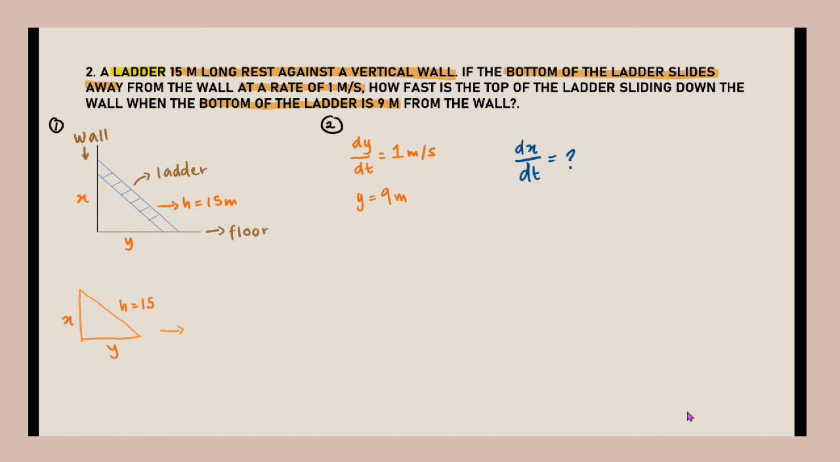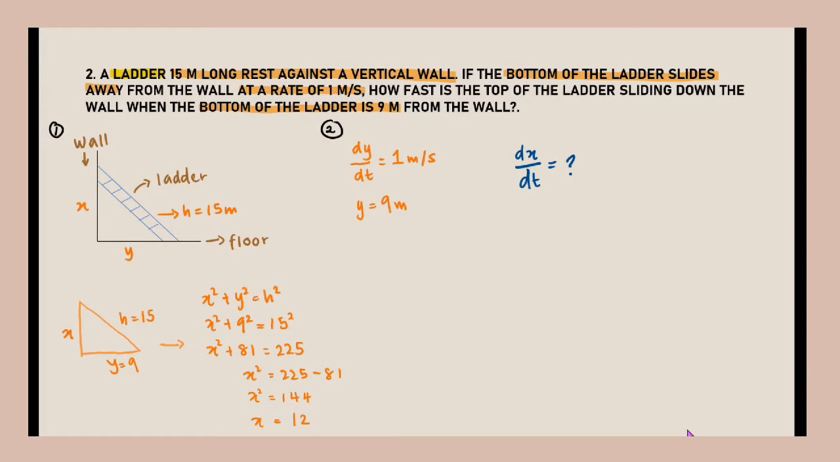From the diagram, you can see it is a triangle. So the vertical line is x, the horizontal line is y, which is equal to 9, and the slanted line is the hypotenuse, which is equal to 15. And to find the value of x, we use the theorem x squared plus y squared equals h squared, and substitute y and h. So the final answer for x is x equals 12.